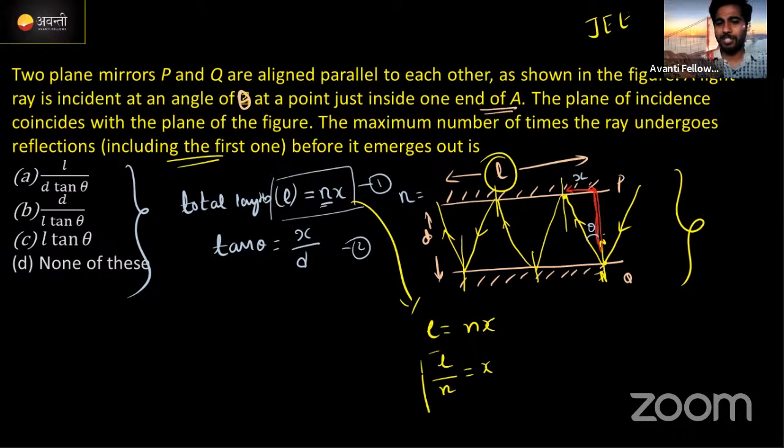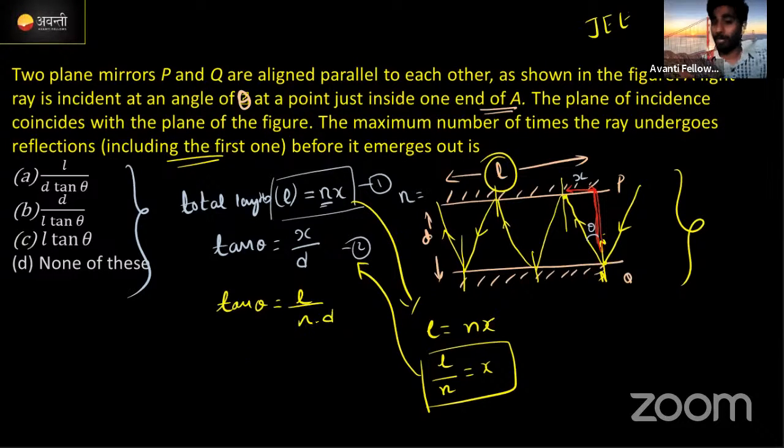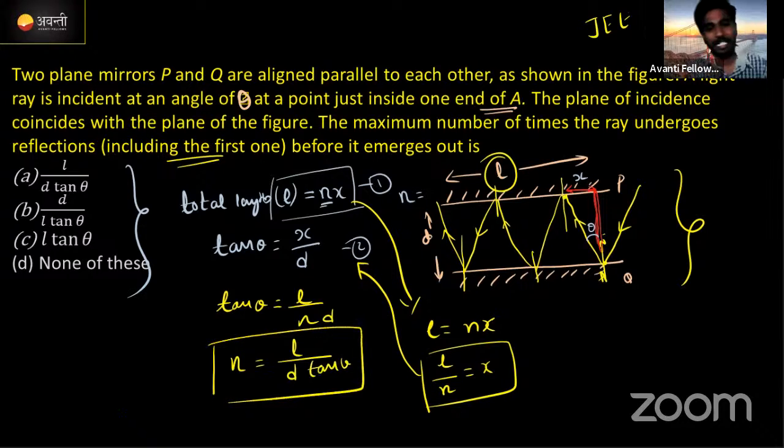Substitute this value in equation number 2. Then tan theta is equal to L by n into d. What we need to find out actually is the value of n, the number of reflections. Take this to the left hand side. Then n will be equal to L divided by d tan theta, as tan theta goes to the denominator. The n value is going to be L by d tan theta. Clear now?